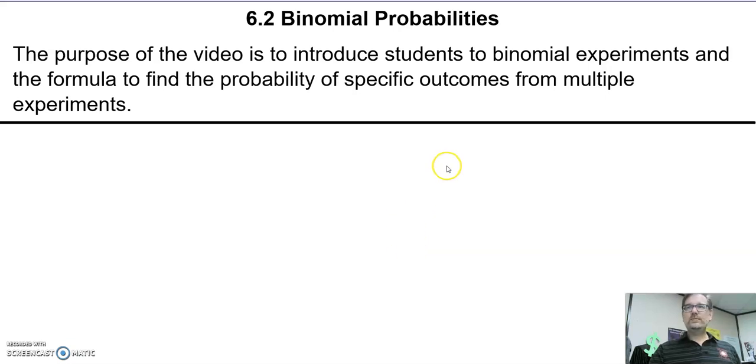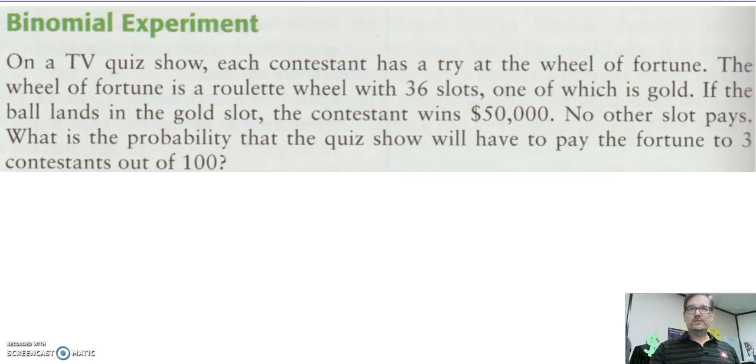Alrighty, statisticians, what we're going to be talking about today is binomial probabilities. The key word to remember in binomial is the word "bi," meaning two. So we're going to talk about binomial experiments, and we're going to talk about the formulas to find the probability of specific outcomes from those experiments.